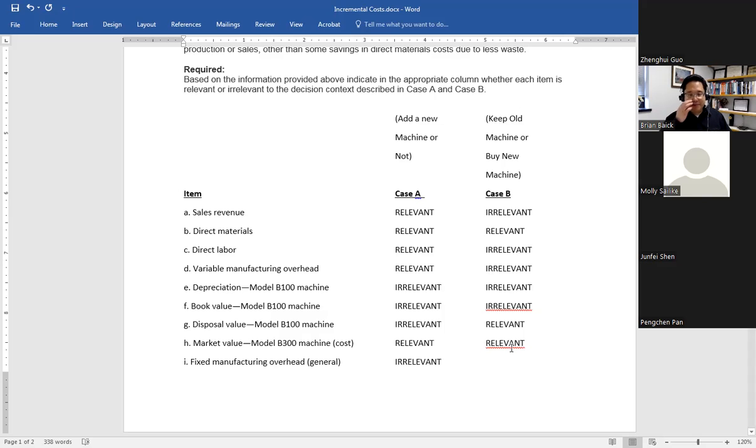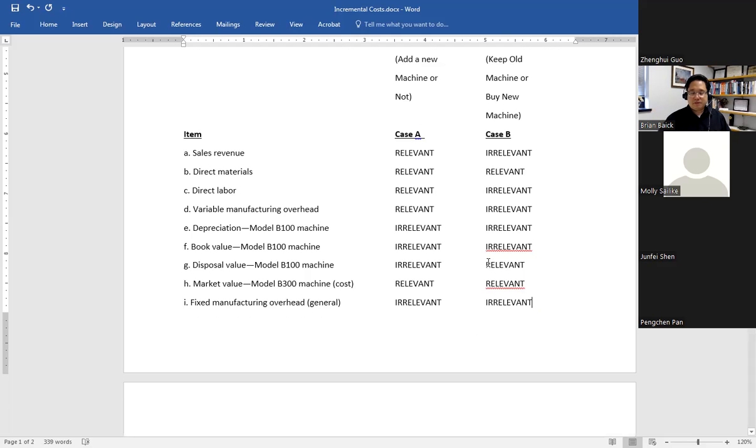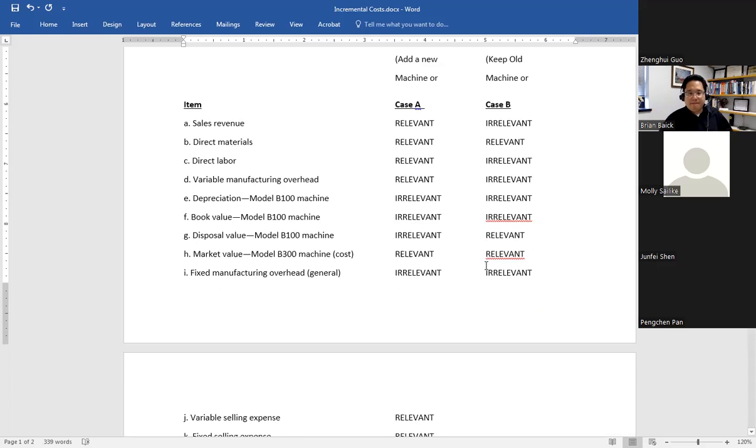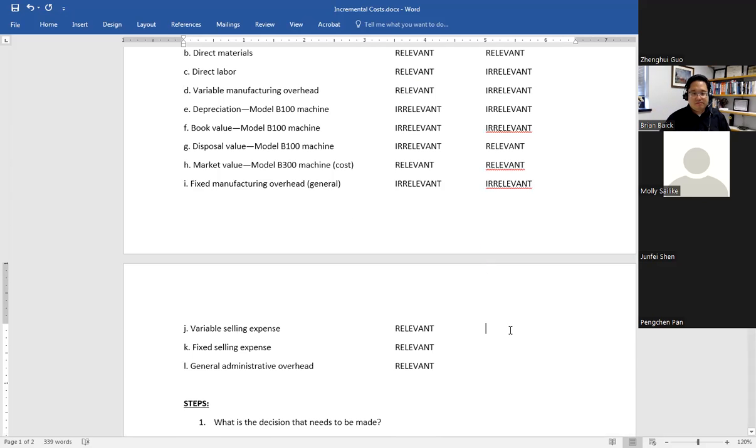What about fixed manufacturing overhead? It doesn't change. For example, I have to pay rent or something. Let's pretend, if I use an old machine or a new machine, it's the same. This is irrelevant. All the other stuff, it says it doesn't change. So that means these would all be irrelevant.